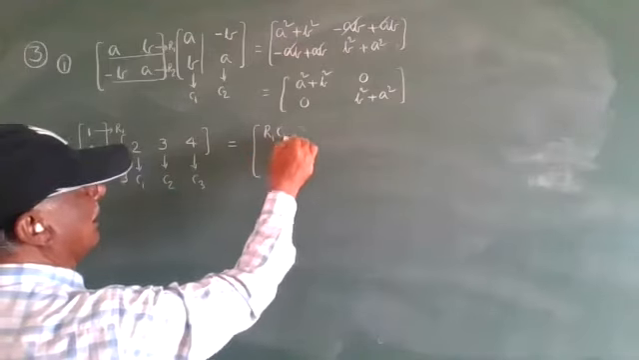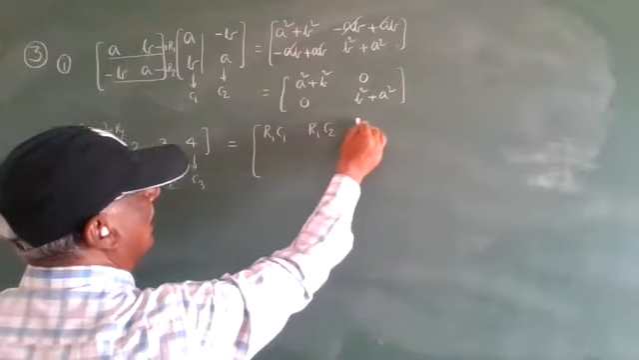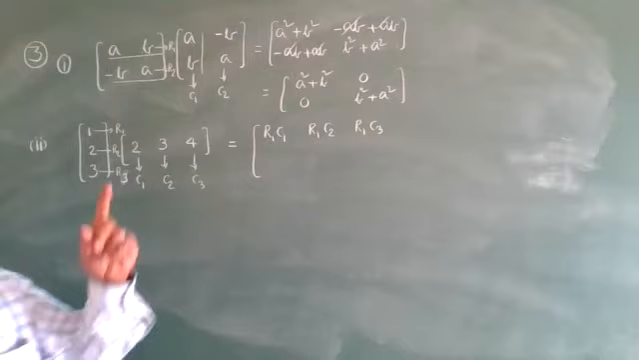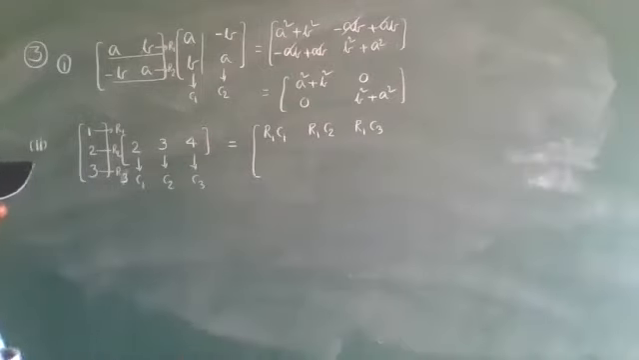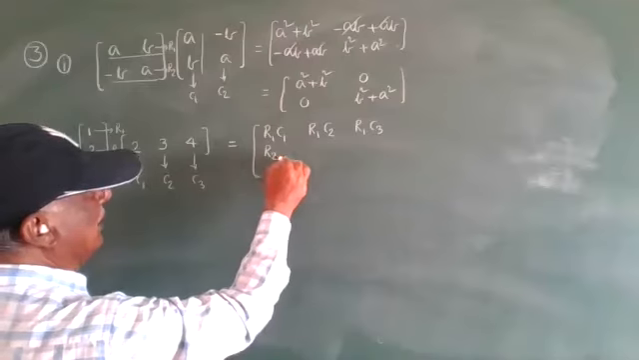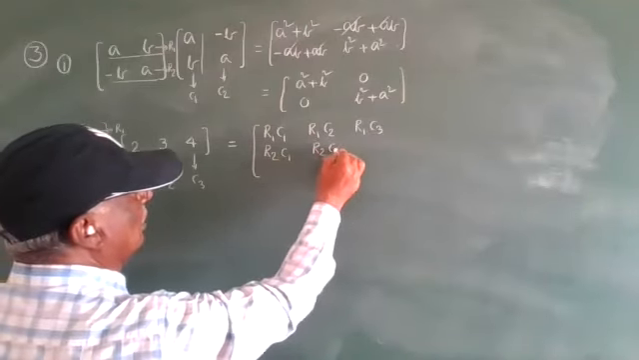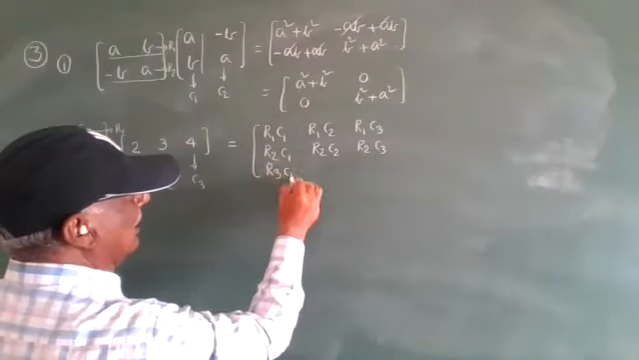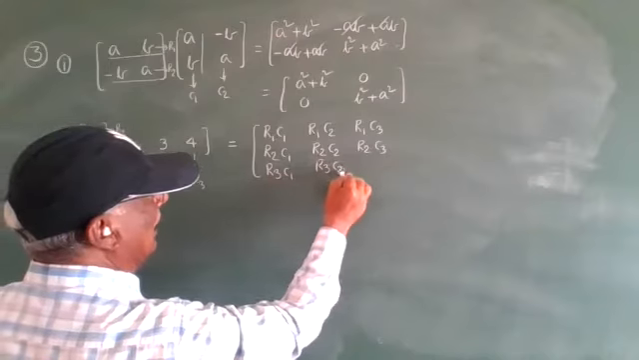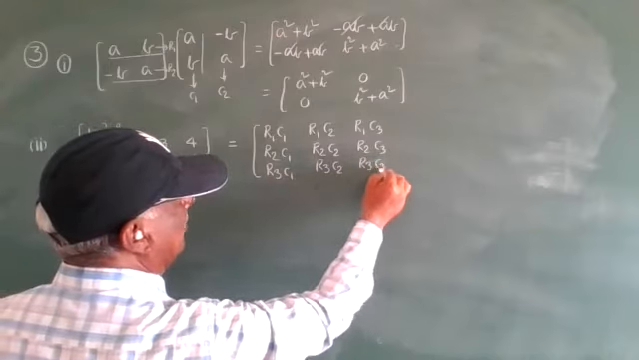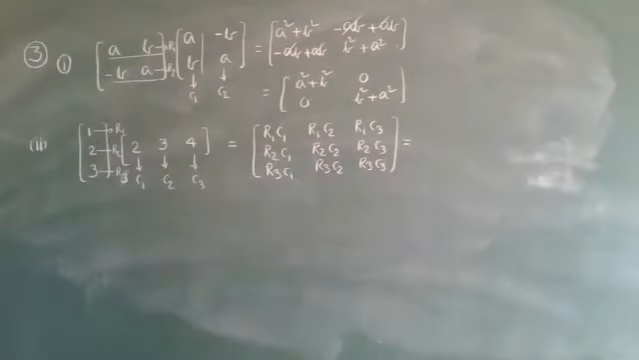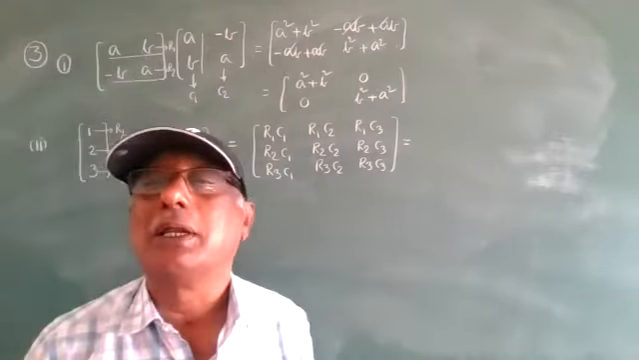R1 C1 and R1 C2, R1 C3. First row with the 3 columns. Second, R2 C1, R2 C2, R2 C3. Next R3 C1, R3 C2 and R3 C3. Multiplication, do and write down. Row with all columns, row to columns multiplication.